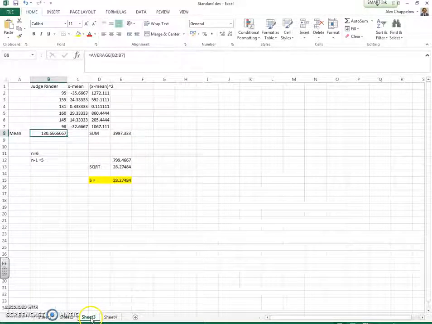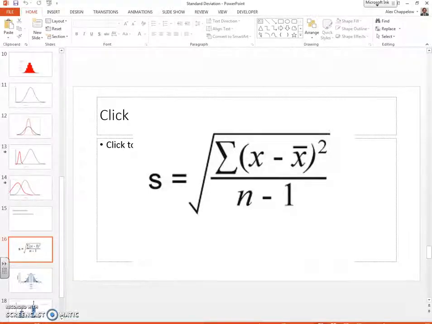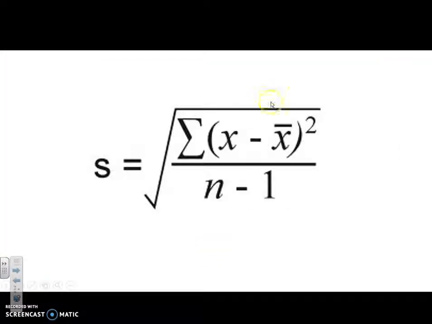Okay, so what we've got there is a comparison of the standard deviations. Let's go back to our PowerPoint and have a look at what that actually means. Now I've got these standard deviation values for both populations. How can we use it?